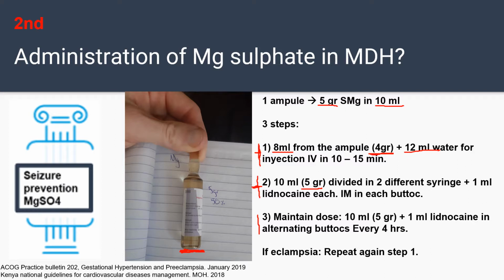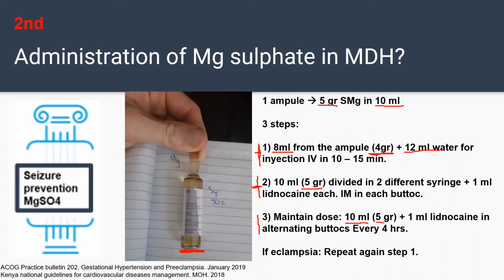In addition to the IV loading dose, after that you have to give a maintaining dose of 10 ml, that is 5 grams, every 4 hours, and you go in every buttock alternating. So left, after 4 hours, right, like that.